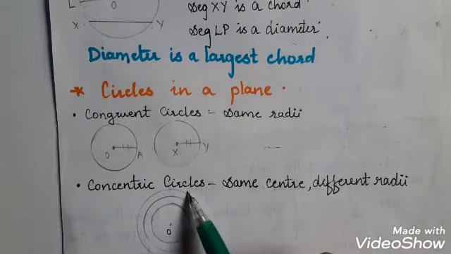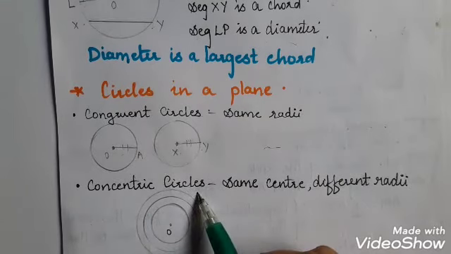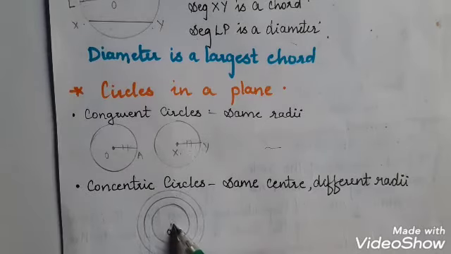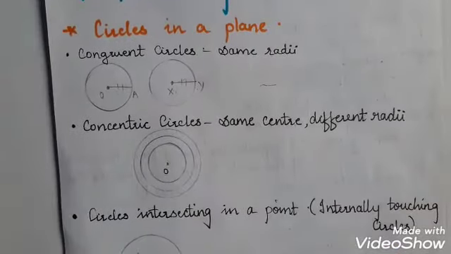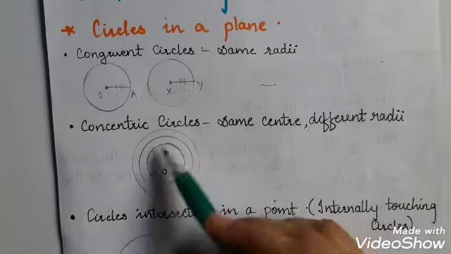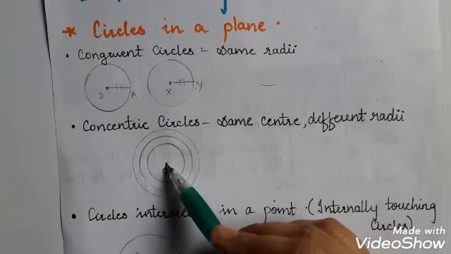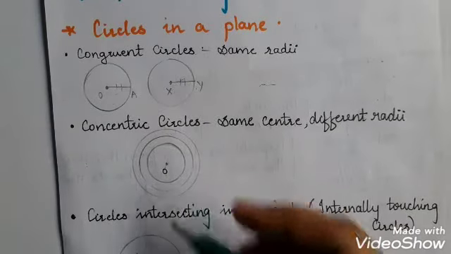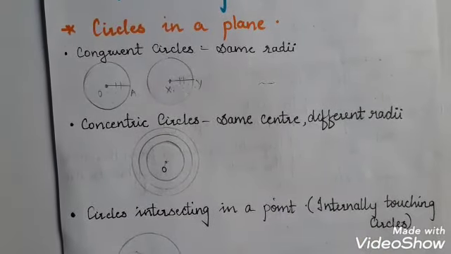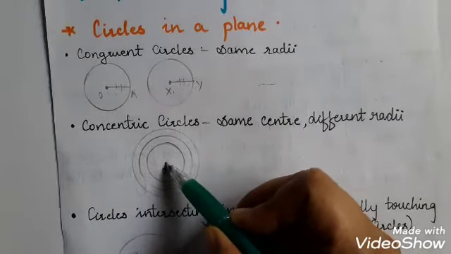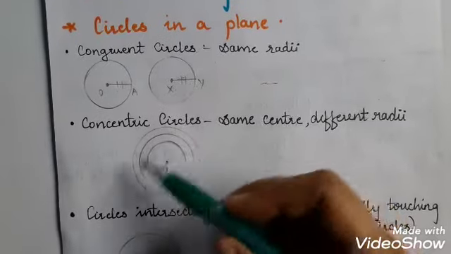Next, concentric circle. Now, what do you mean by concentric circles? Concentric circles are the circles which have the same center. So, point O is the center of all the given circles. They have the same center but different radius. You can see the circles are drawn from the same point O but the radius are different. So they have only one common point, that is one common center, but the radius are different.